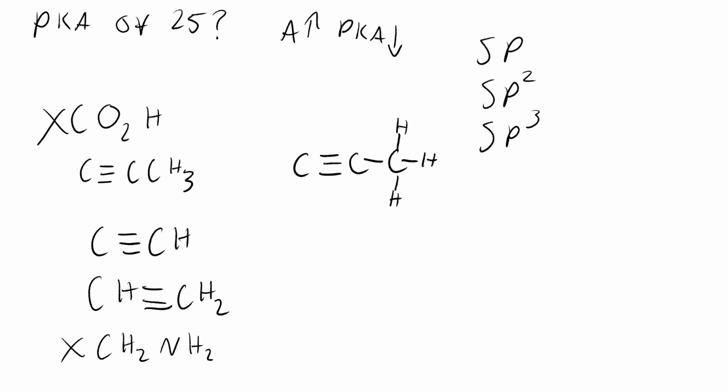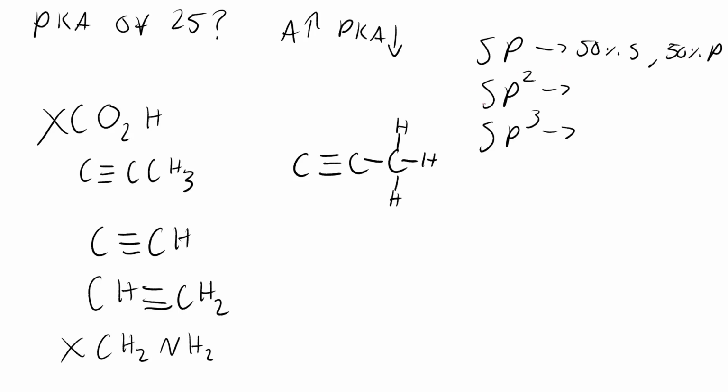The more S character you have, the more acidic you are. All right? So let's do this. We're going to calculate S character. It's really easy. There are only 2 things here, one S and one P. So if you divide that in half, 50% of this item is going to be 50% S, and the rest is going to be 50% P.